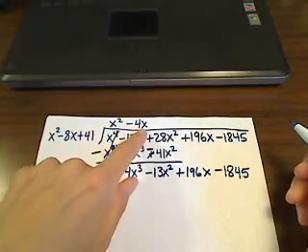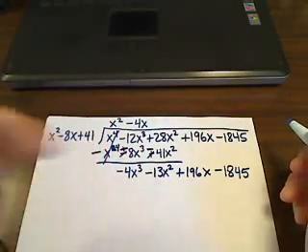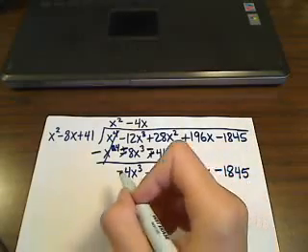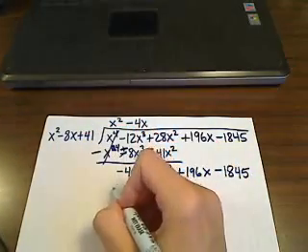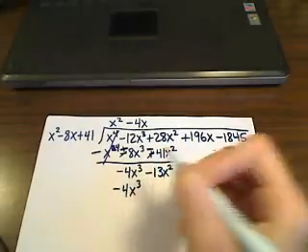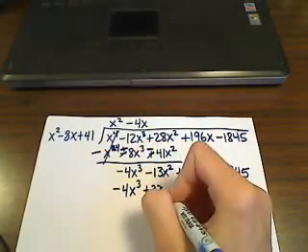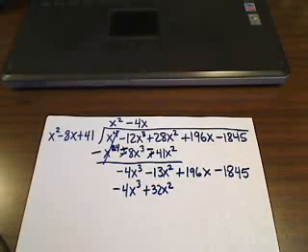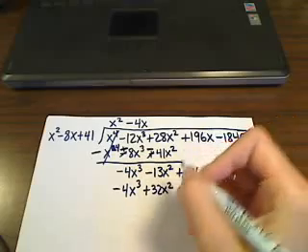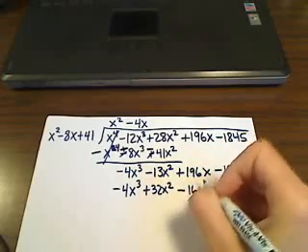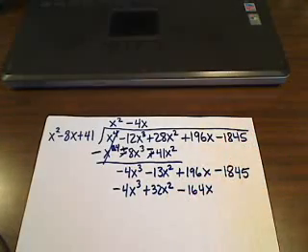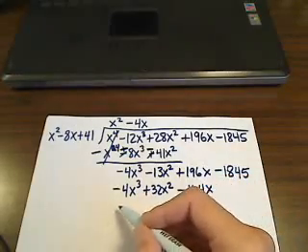And then I'm taking the negative 4x and distributing it all the way through. Same thing that we did in the first line. So negative 4x times x squared gives me negative 4x cubed. And then I have a positive 32x squared. And then 41 times the 4 looks like 164, so negative 164x. Okay, and we do the same thing again now.